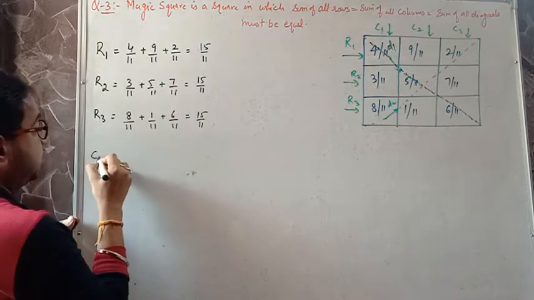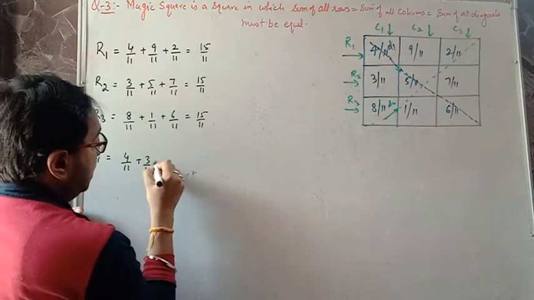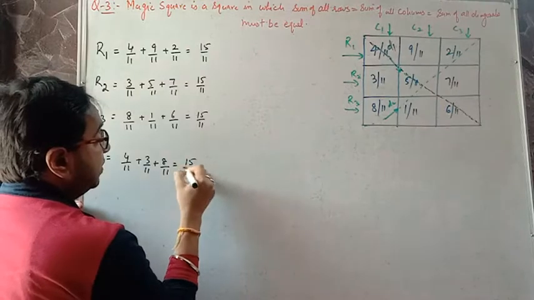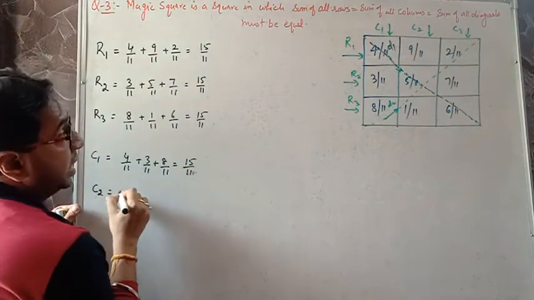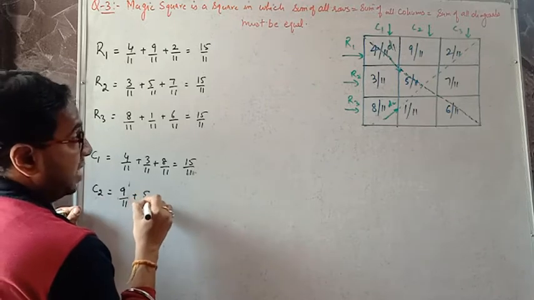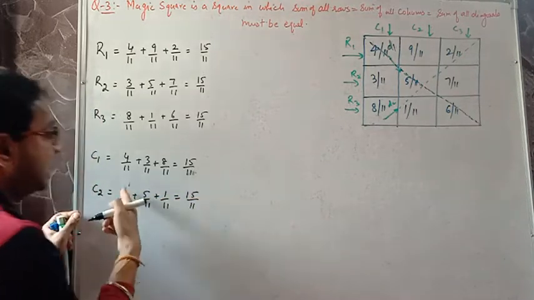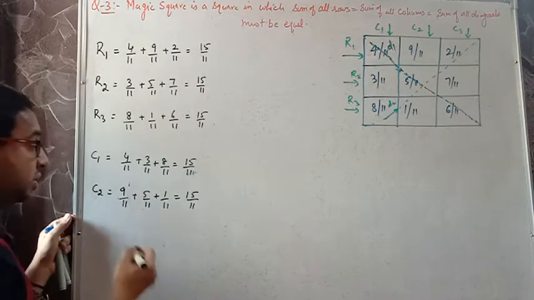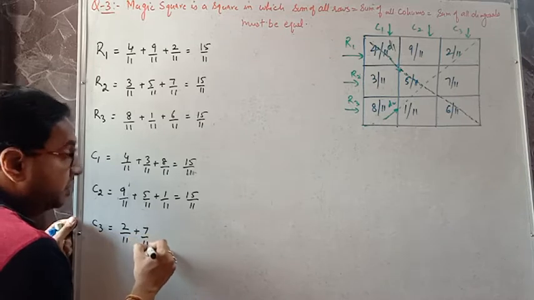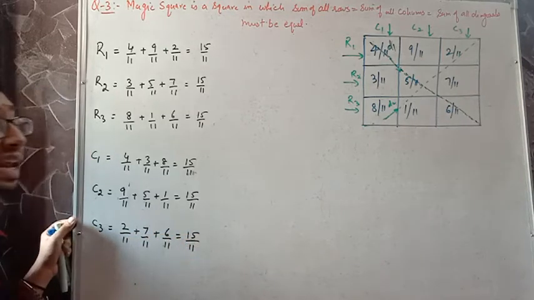Let's move to the columns. Column 1: 4 by 11 plus 3 by 11 plus 8 by 11. So it's 7, 7 plus 8, 15 by 11. Column 2: 9 by 11 plus 5 by 11 plus 1 by 11, definitely it is 15 by 11. 9 plus 5, 14, 14 plus 1, 15. Column 3: 2 by 11, 7 by 11, 6 by 11. Again it is 15 by 11.